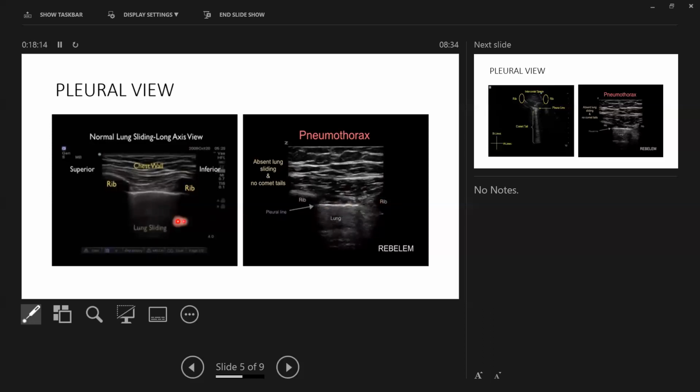But notice you don't have those little shimmers like what you have over here. And if you look at the two pleura, it doesn't look like anything sliding one over the other. Okay, so that's how you kind of figure it out.